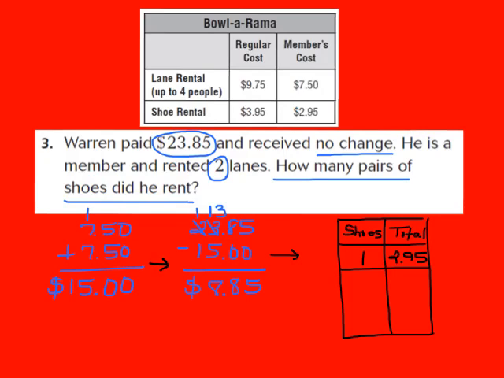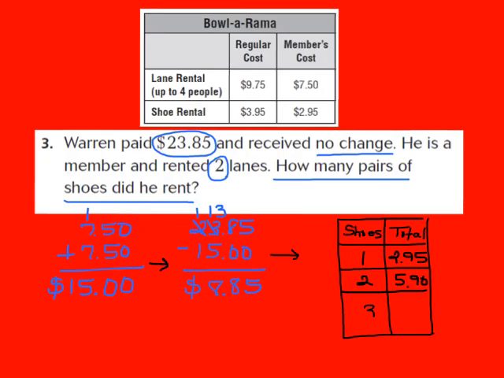So I'm going to go ahead and add another row here, and this is going to represent 2 pairs of shoes. Well, when I add my $2.95 to another $2.95, that's going to take me up to $5.90. So for 2 pairs of shoes, it's $5.90. Well, I can't stop yet because I'm trying to get to my $8.85. So we're going to try this again.